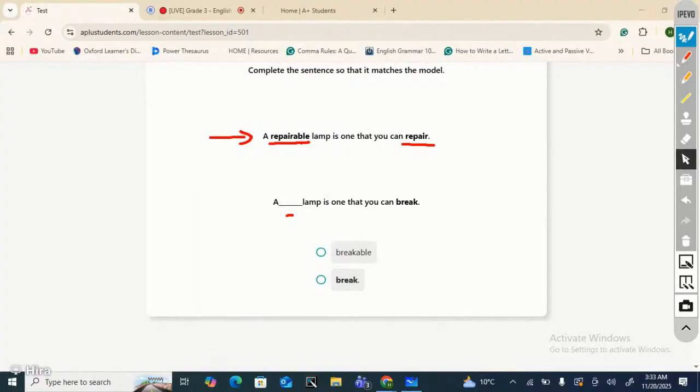Good. We have got answers from the students, Similar and Elite, I guess. They are saying it's option one. Very good. Yes, it's option one. A repairable lamp is one that you can repair. A breakable lamp is one that you can break. So, repairable and breakable share the same suffix able. So, yes, it completes the pattern and it matches the model. Good job.